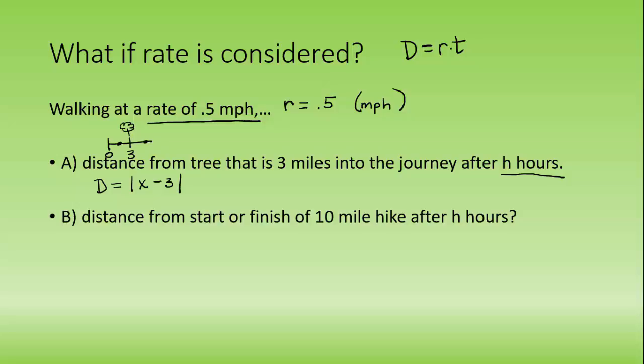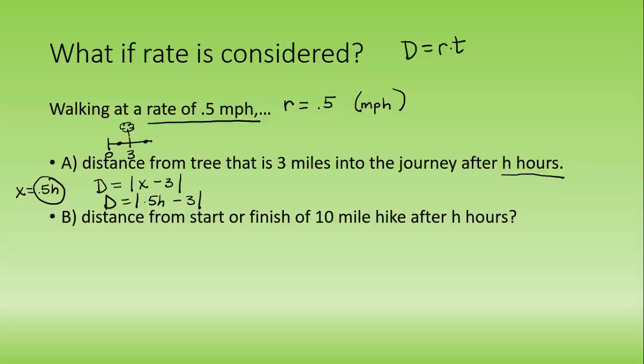But in this case, instead of our position x, which was distance, we're going to use h hours and 0.5 miles per hour. So our position along the journey is equal to 0.5 times however many hours we've been traveling. So we're going to substitute this. So the distance turns into the absolute value of 0.5h minus the position of the tree. And that's the change when rate is mixed in.